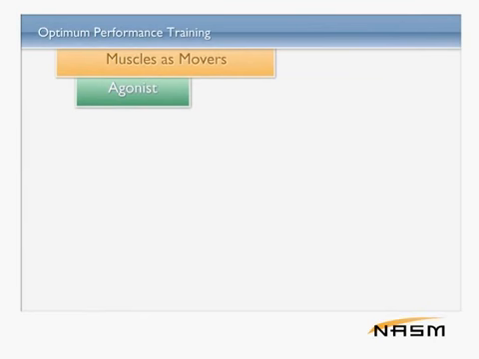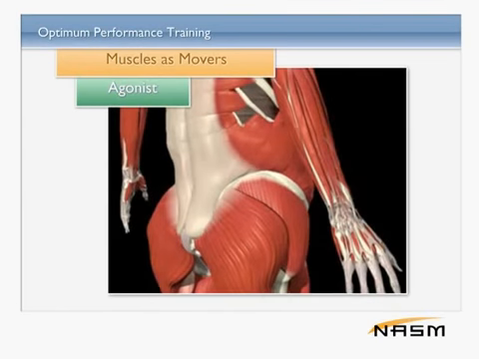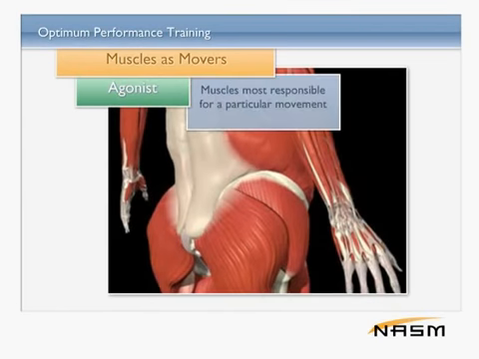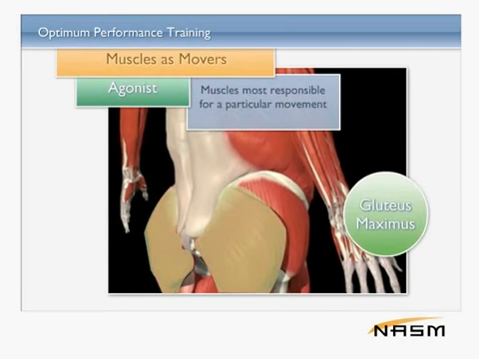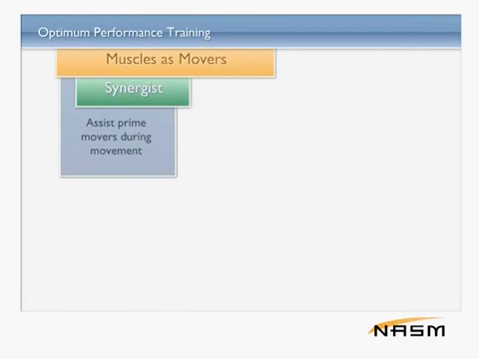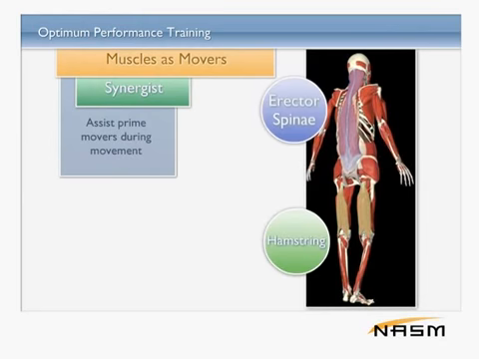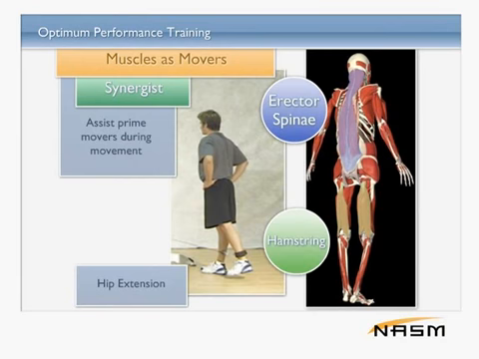Agonist muscles are muscles that act as prime movers, or in other words, they're the muscles most responsible for a particular movement. For example, the gluteus maximus is an agonist for hip extension. Synergist muscles assist prime movers during movement. For example, the hamstring and the erector spinae are synergistic with the gluteus maximus during hip extension.